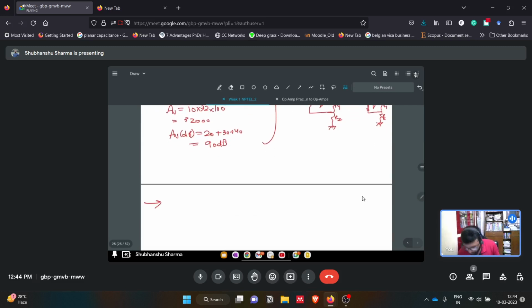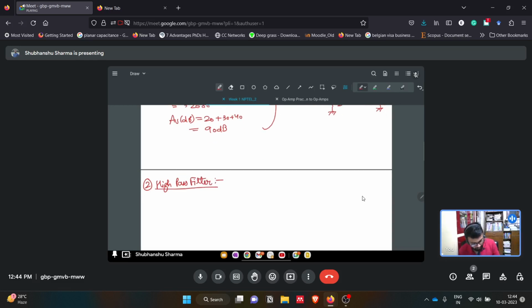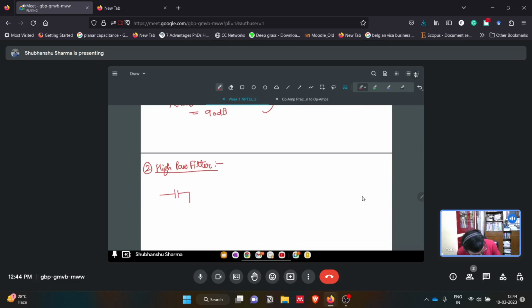Now after this, we'll talk about the high pass filter. Second is the high pass filter. If we want to realize this high pass filter using a passive circuit, then we have this capacitor here, this resistance here, this is V input, this is V output. So the characteristics of this will be like this. This is the cutoff. After this, this is the pass band.